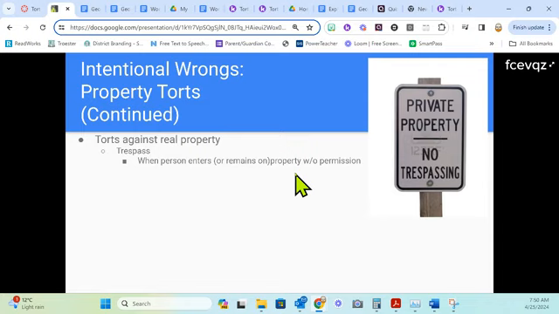You can also be liable for trespass, and this could also be criminal, but again, we're focused on civil law and torts. You can be liable for trespass if you remain on someone's property without permission. So you might have permission when you come onto their property, but then you might lose it. Somebody might ask you to leave.